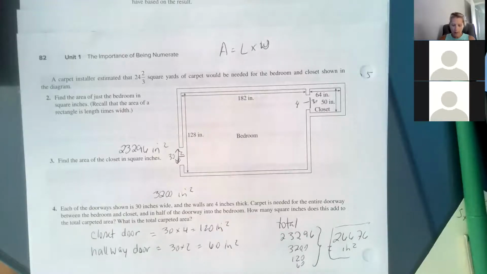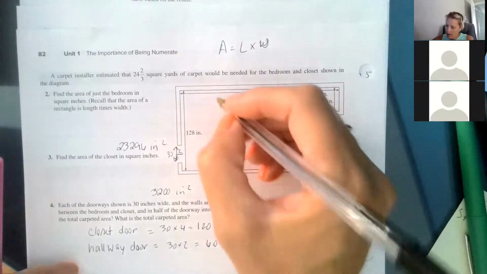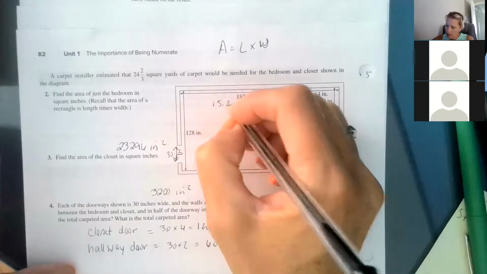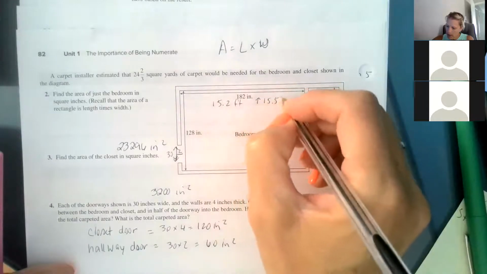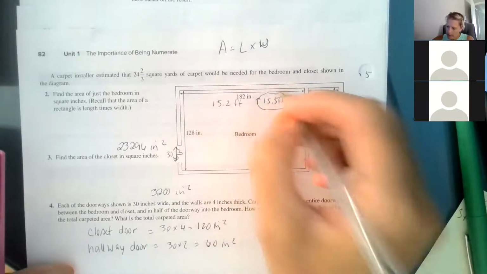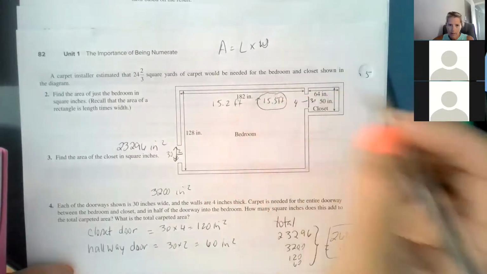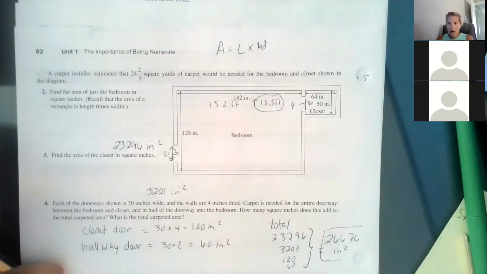So if we say one and a half, because that's what I did, foot inches, and divide 12 by 2, then this becomes 15.2 feet. So we have to round up to 15.5 feet. Is that what you did? Yeah, that's what I did. Oh, Carter did it that way.